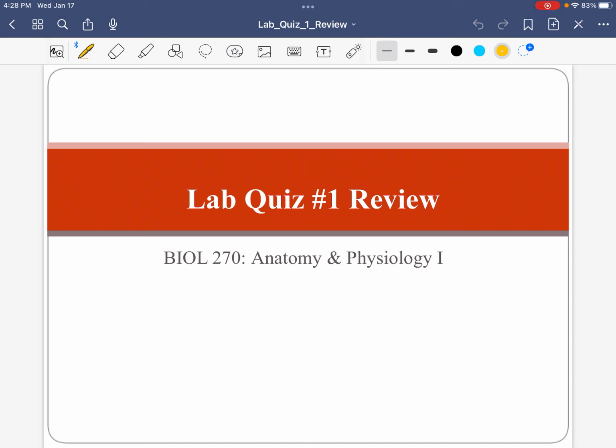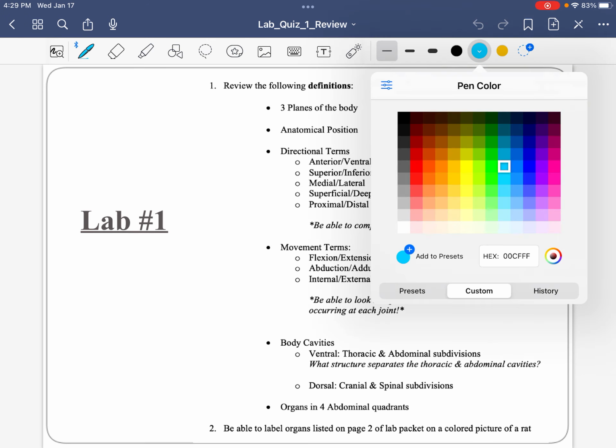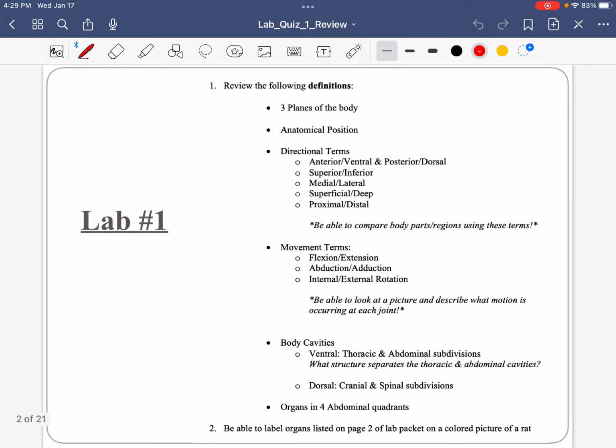I've also put together a Word document that just outlines exactly what you need to review for our first lab quiz. If you remember, lab number 1 was our lab on organization of the body, and then we did the rat dissection. So I've taken this right from the Word document that I'm going to make available to you. So make sure that you review all the things that we reviewed in lab.